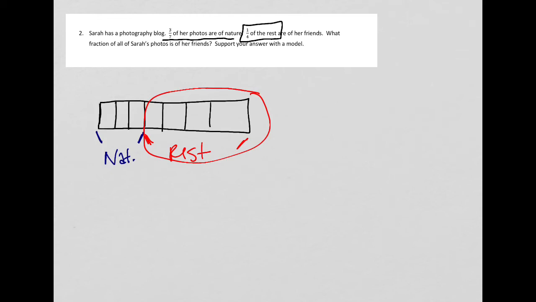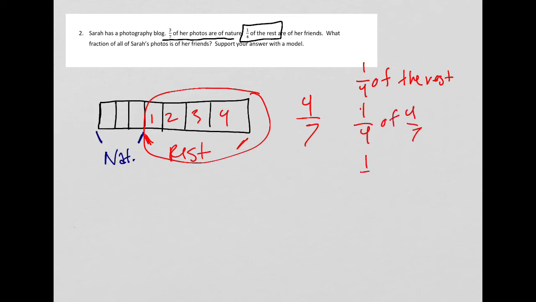Well, in a fraction equation wise, I can see that the rest of her photos are 1, 2, 3, 4 sevenths. 3/7 are nature, 4/7 are the rest. So when it's asking me to find 1/4 of the rest, I can think of that as 1/4 of 4/7, which is the same thing as 1/4 times 4/7. So I can trickle this down. I can switch out the rest to 4/7, and then I know it's multiplication.